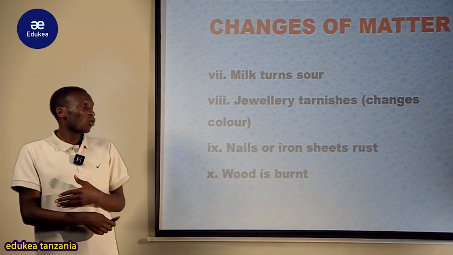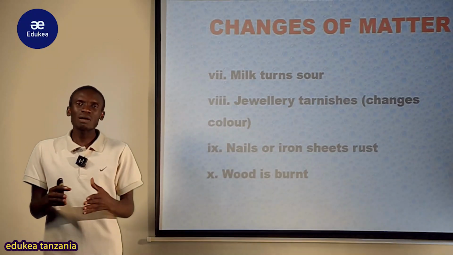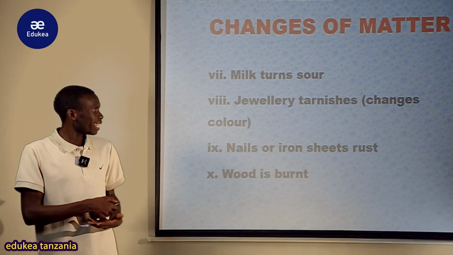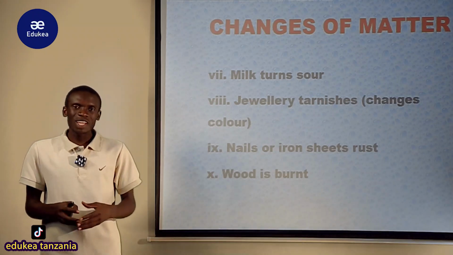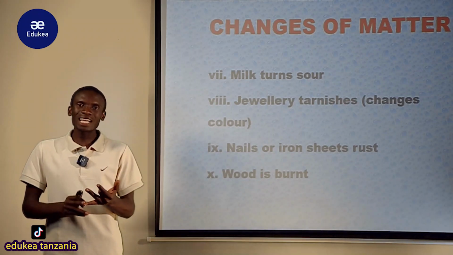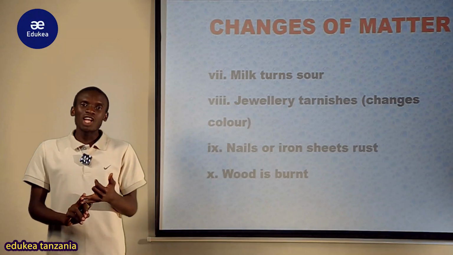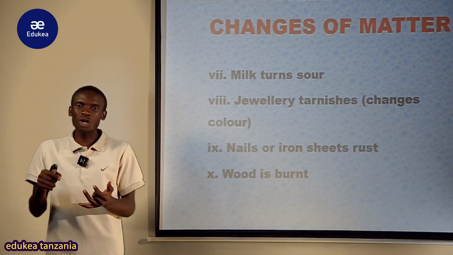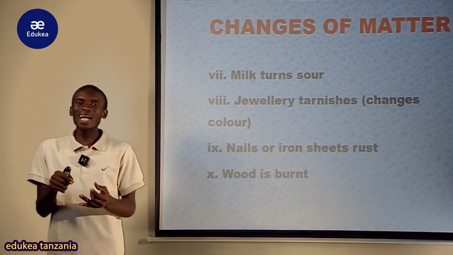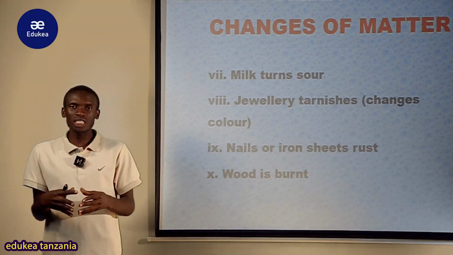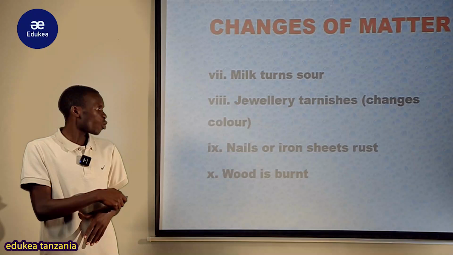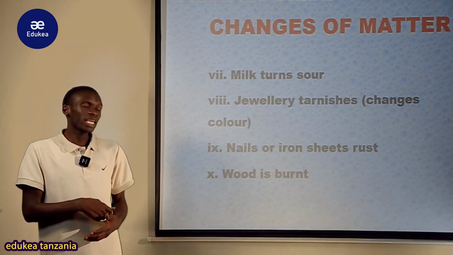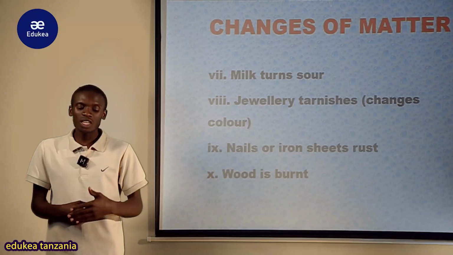Gel is tarnished, unapopaka rangi vitu vya thamani, na yenyewe inabadilika, ni chemical change. Nails or iron sheet rust, kutu katika vyuma, katika bati, ni chemical change. Utaona pana reaction inatokea kati ya oxygen na chuma, reaction hiyo inabadilisha composition ya substance. Wood is burnt, unapounguza mbao, ile ni mojawapo ya chemical change.